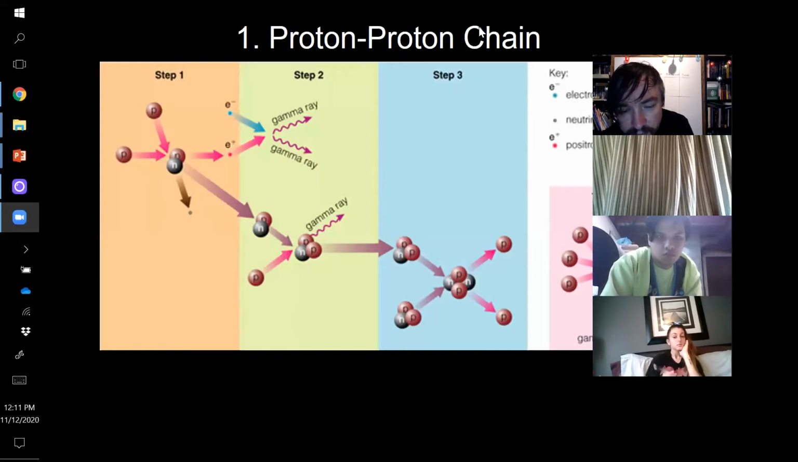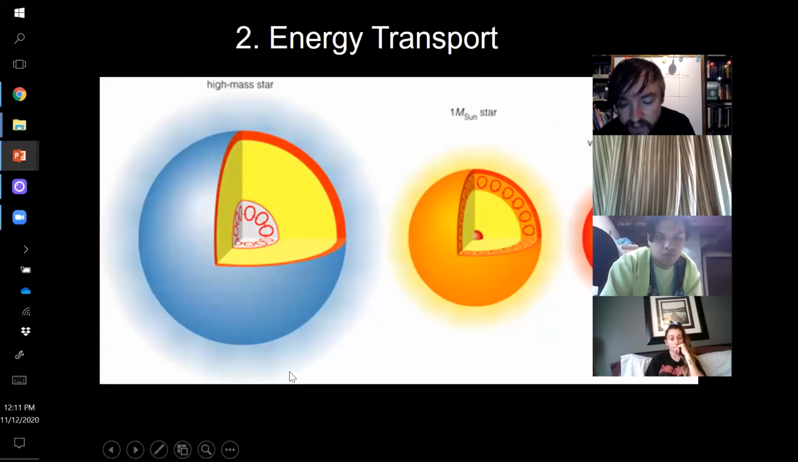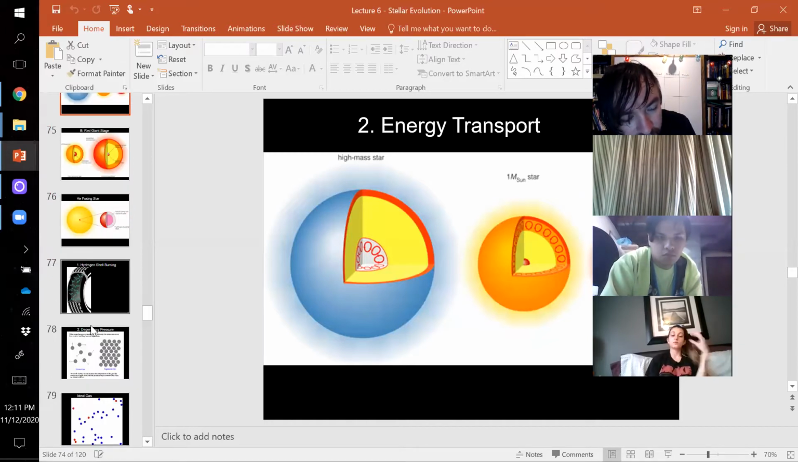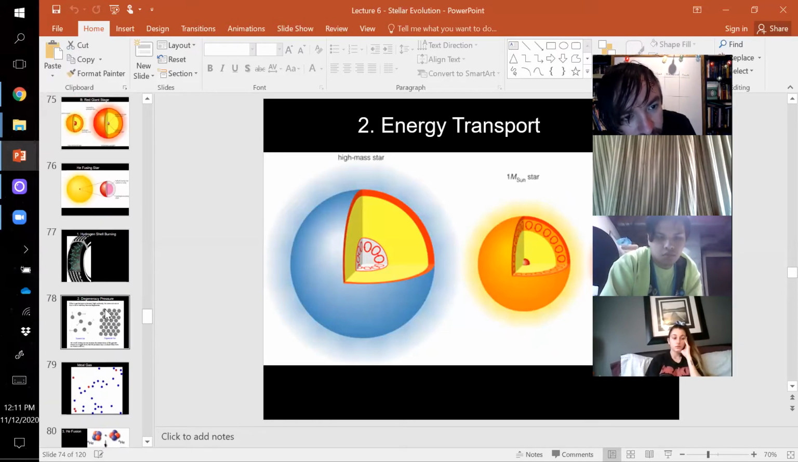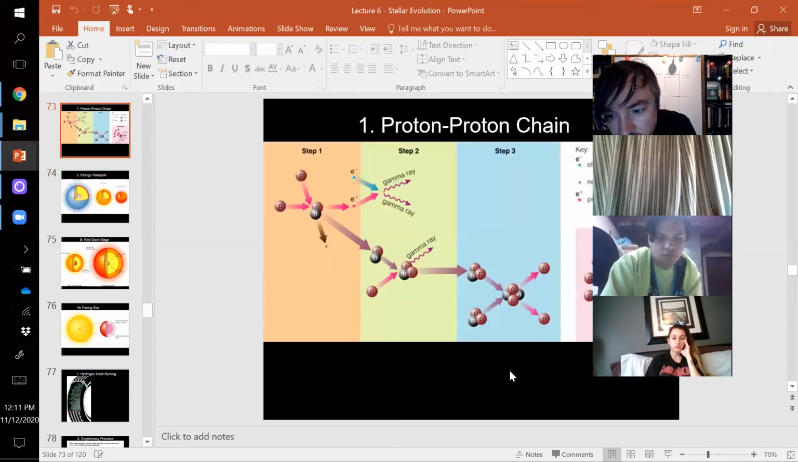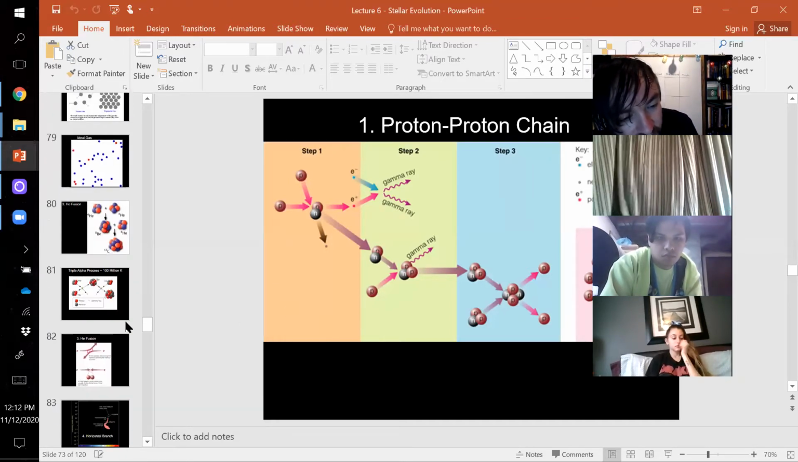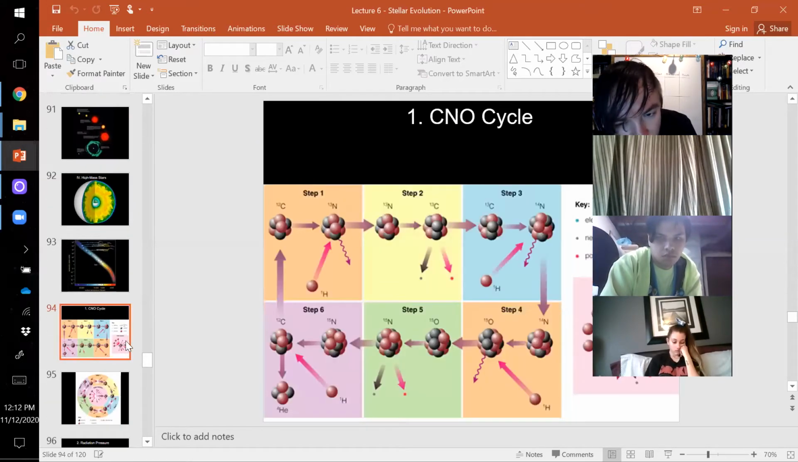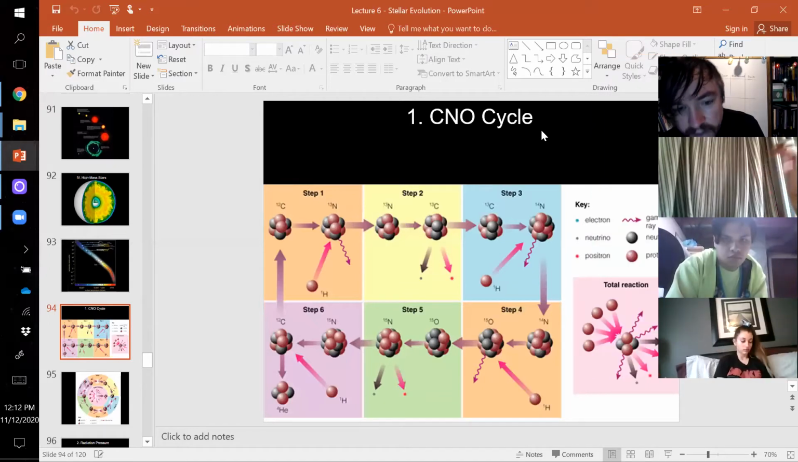I have a cartoon. So this is a cartoon with the proton-proton chain. The CNO cycle is more complicated. So I'm going to just walk you through it, but I do expect you to memorize the 3 steps of the proton-proton chain because that's the cycle that our sun uses, and it's only 3 steps. I will not expect you to memorize the steps of the CNO cycle, but you do have to listen to me talk about it just this once, okay?